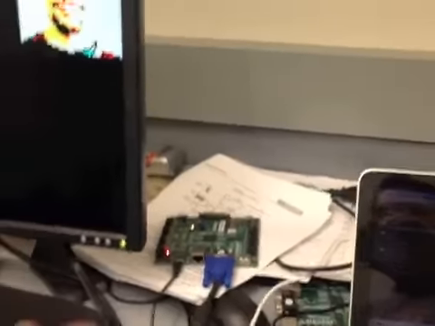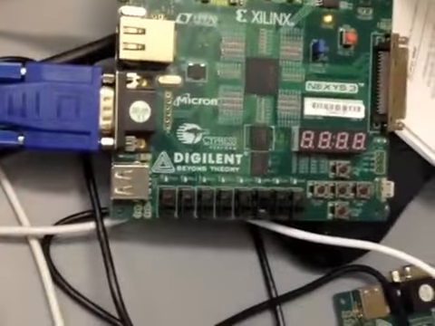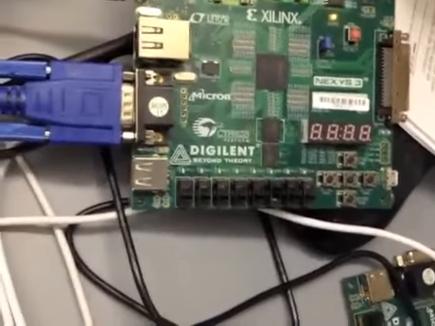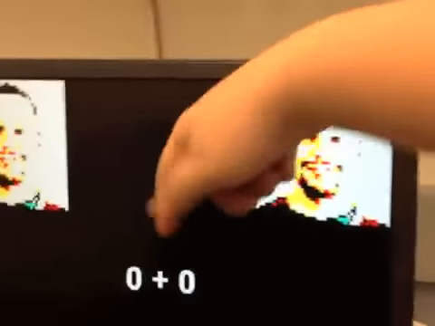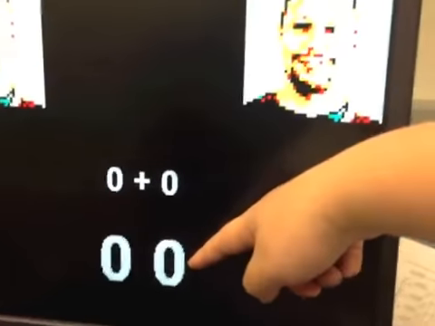And we emulated that with the Nexus board with the switches. Since there are only 8 switches, we left off the first 2. The 2 MSBs are just hard coded to zero. You can see the calculator output. This will be the first operand, the second operand, and the output will be here.